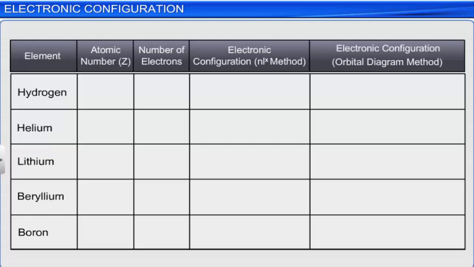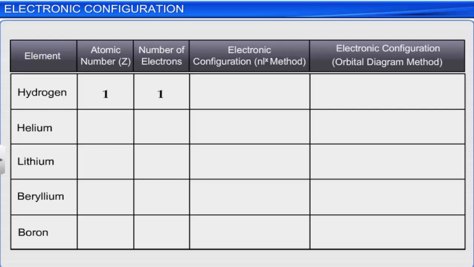Now let's discuss the electronic configuration of the first 10 elements: hydrogen, helium, lithium, beryllium, boron, carbon, nitrogen, oxygen, fluorine, and neon.